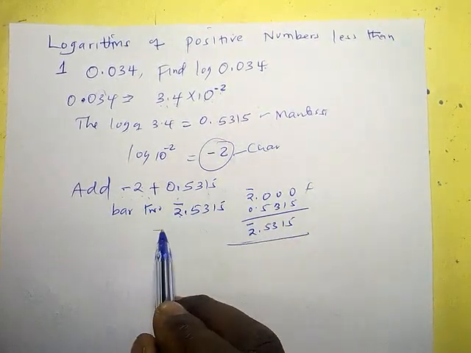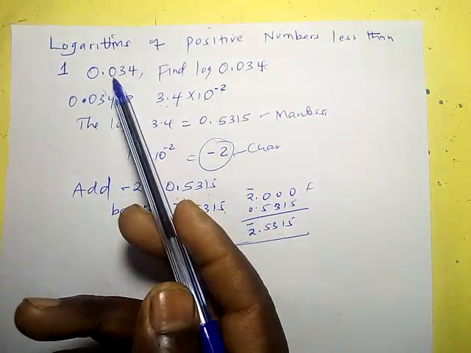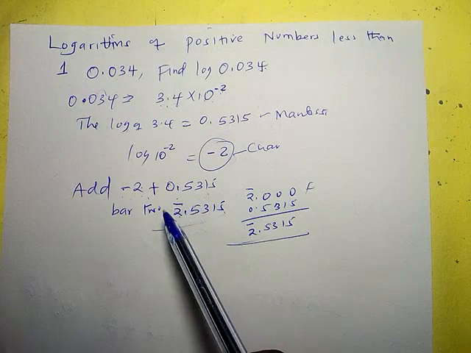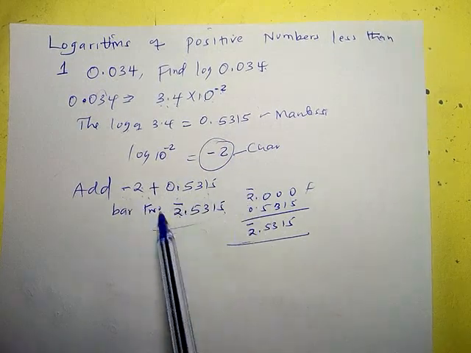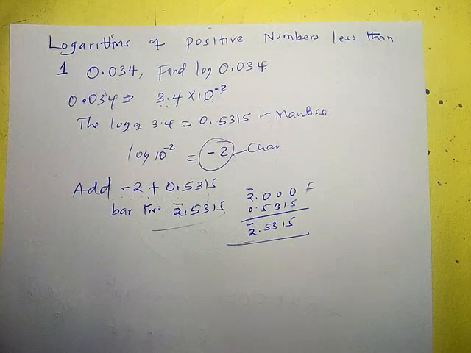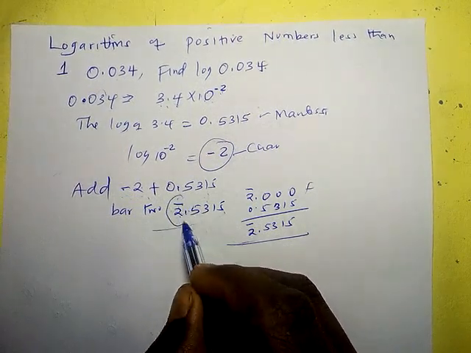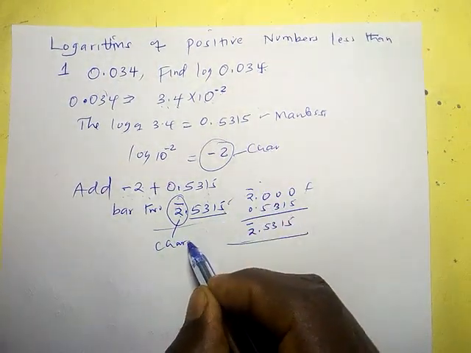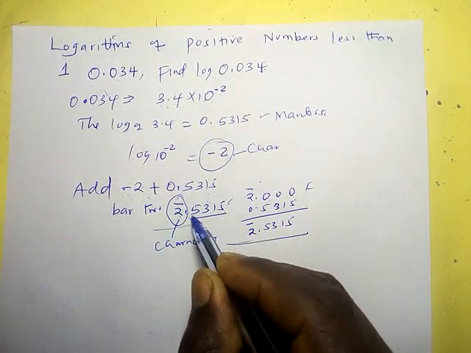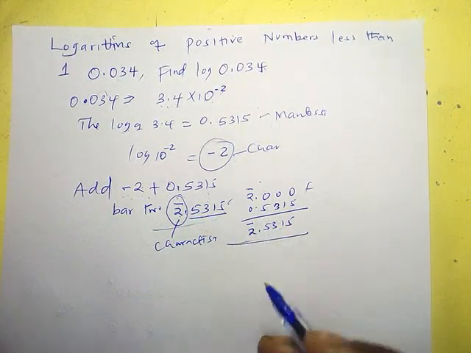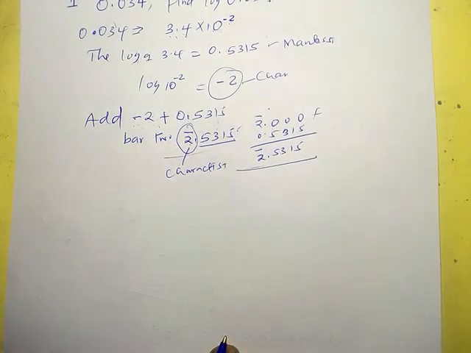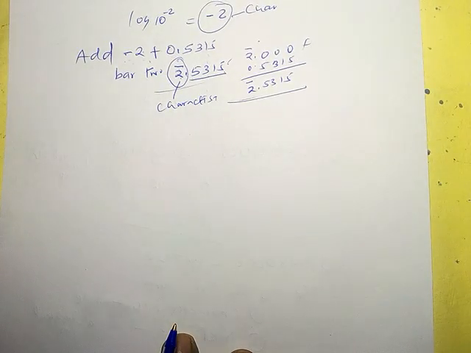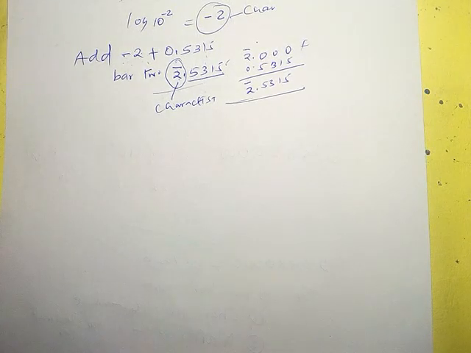So this is the logarithm of a number that is less than 1. The negative is called bar. We call it bar 1, bar 2, bar 3, and so on. This part is the characteristic, and the second part, 0.5315, is the mantissa. It is important for you to note that. You can do more examples and find it out.